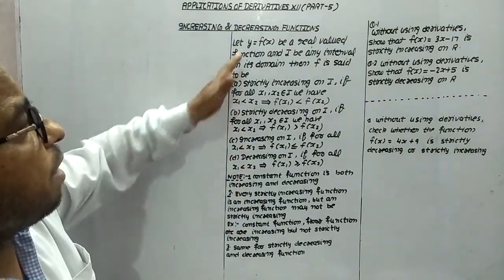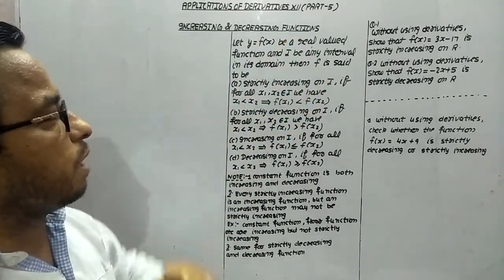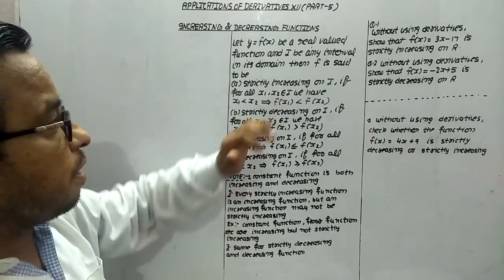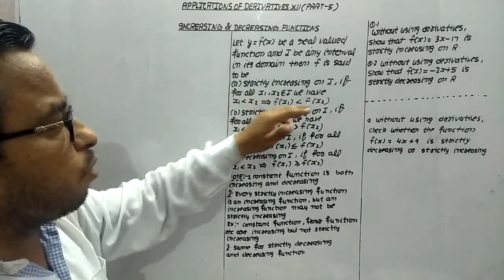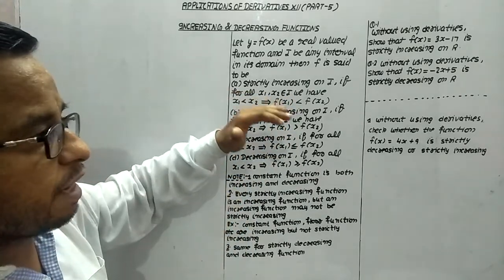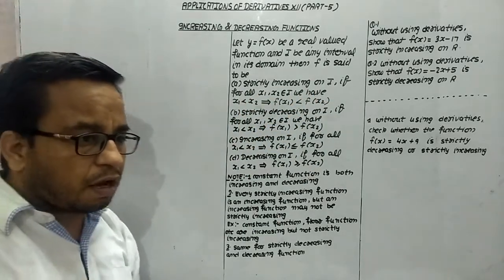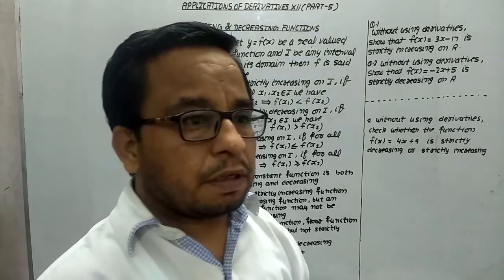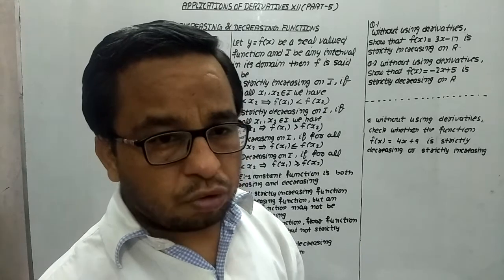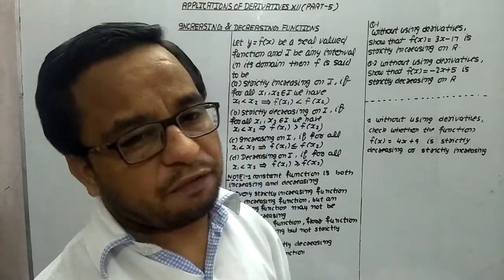Let y = f(x) be a real valued function and I be any interval in its domain. Then f is said to be strictly increasing on I if for all x1, x2 belonging to I, we have x1 < x2 implies f(x1) < f(x2). It means if we take any two points in the domain in such a way that x1 < x2, then corresponding to this, f(x1) should be less than f(x2).